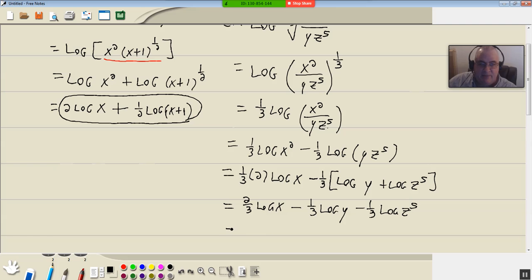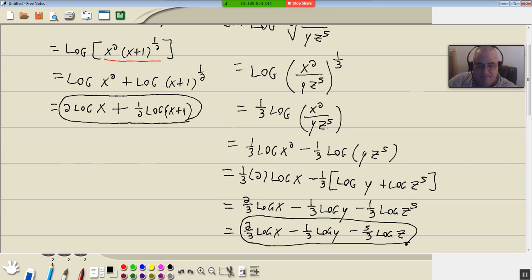I always show a lot more steps than you need to on homework. Now there's nothing left to do here, nothing left to do here. The only thing left is the fifth power. We can take that and put it out in front. So that gives us 2/3 log x minus 1/3 log y minus 5/3 log z. And that would be our answer.